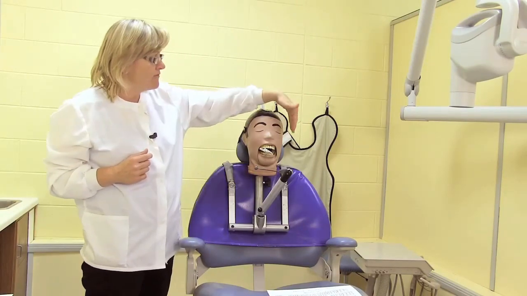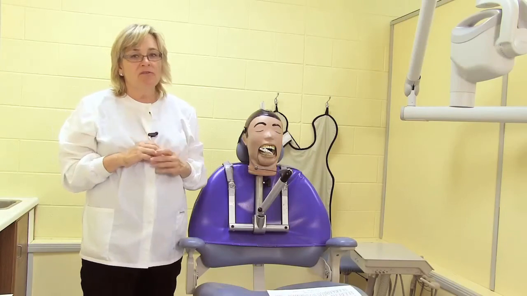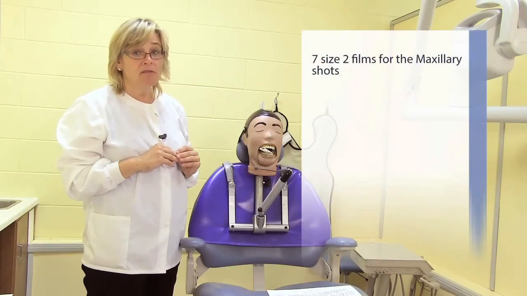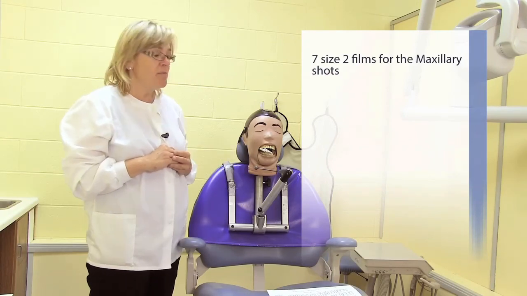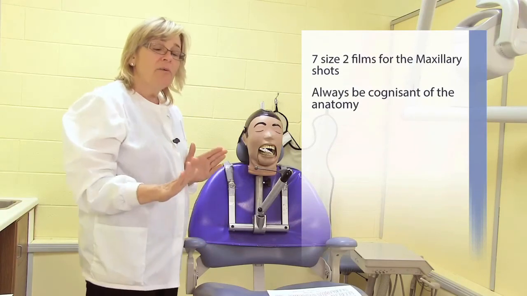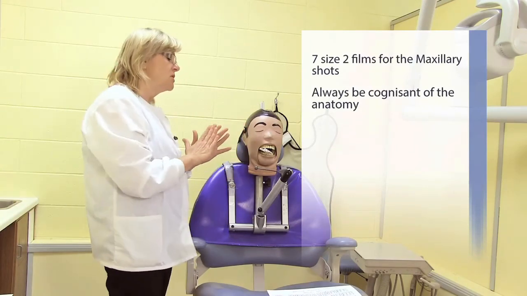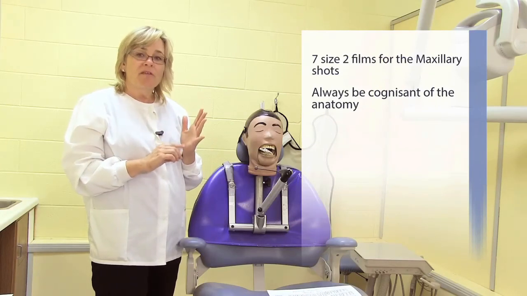Obviously, as I mentioned before, we would also do the left side. We would include 7 size 2 films for the maxillary shots. And basically, we have to always be cognizant of the anatomy with respect to the angulation. Although we do have a template, it's very important to look at the anatomy, think about it, but 3 key points we should always keep in mind.